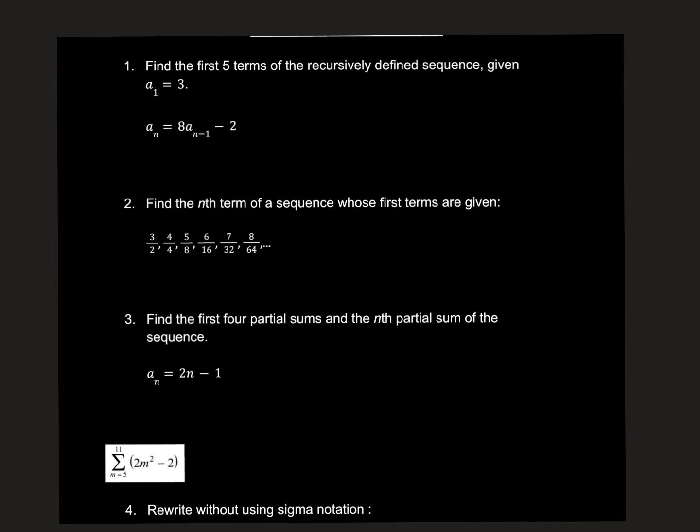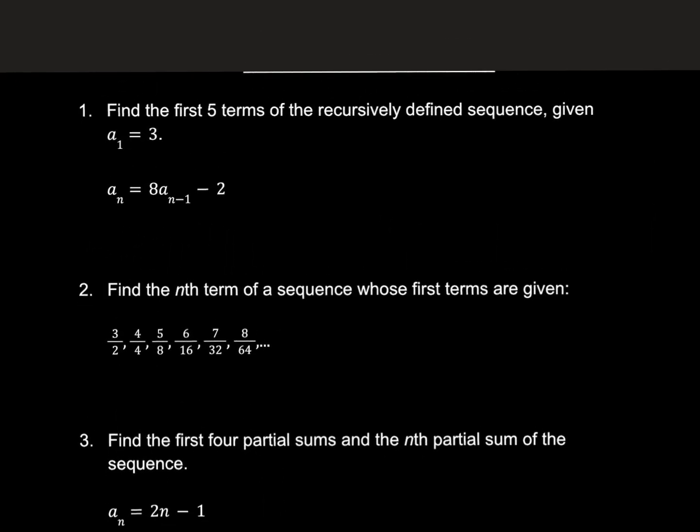All right, guys, let's knock out this review real quick. Number one, find the first 5 terms of the recursively defined sequence given that A1 is 3. Now, the good news is they've given you the first term already. So A1 is 3. Now, to find A2, this really says the next term is 8 times the previous term minus 2. So I'm going to do 8 times the previous term minus 2, which is 22.